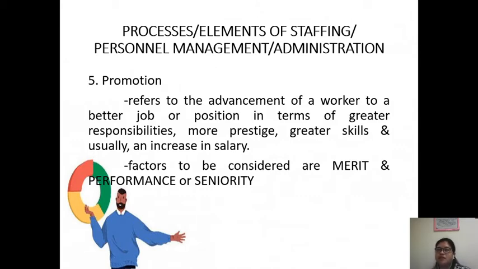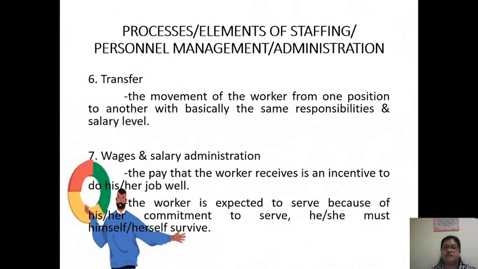Say, for example, in school, if he or she has a master's degree, his or her salary should be anchored on this merit, on what they have done. Or seniority, how many years, where promotion is based on the years of service of the employee. Of course, years of service would mean a lot, because that also reflects the commitment of an employee.